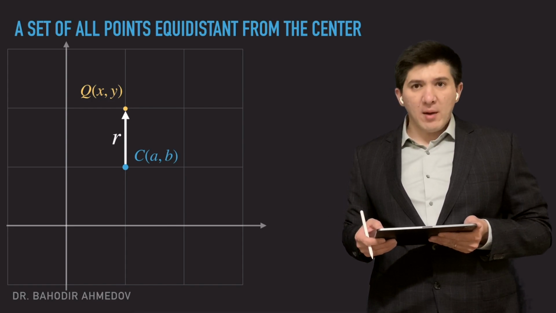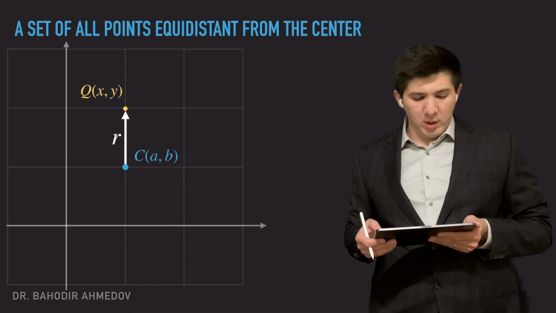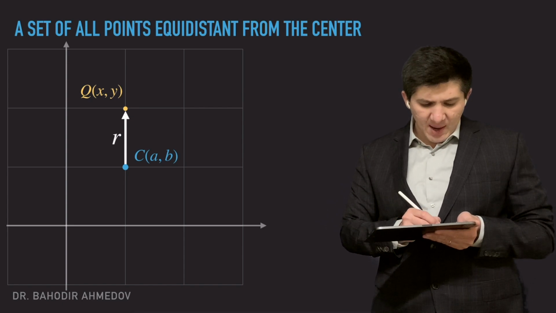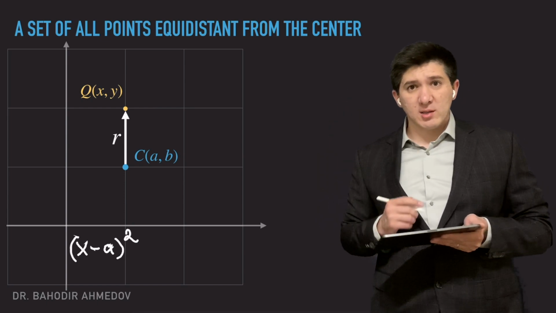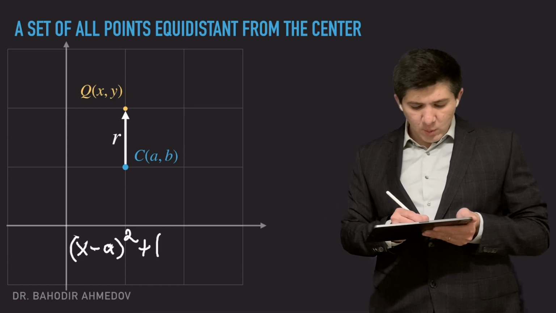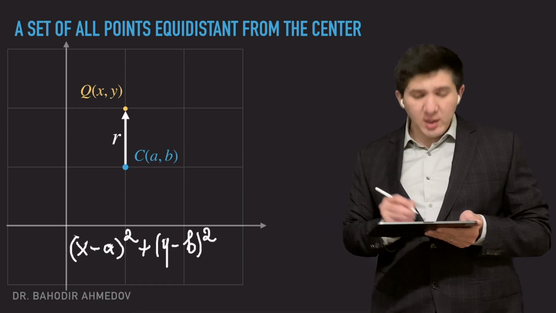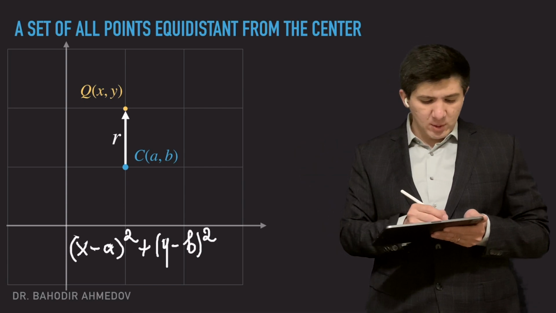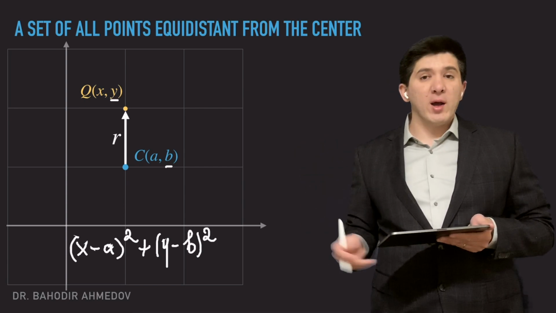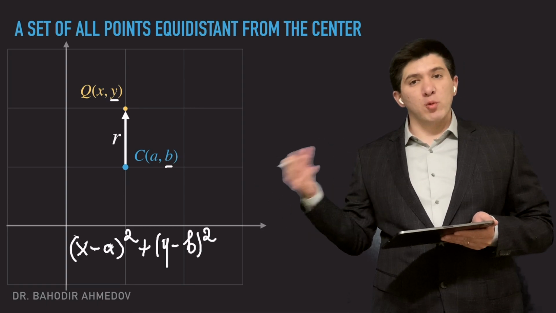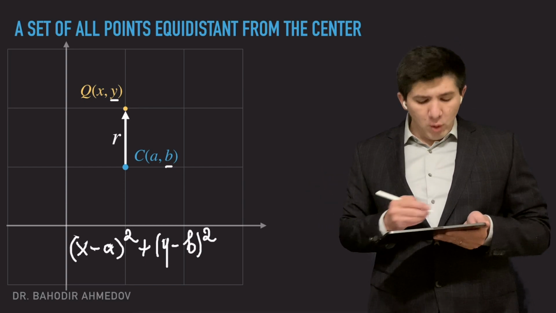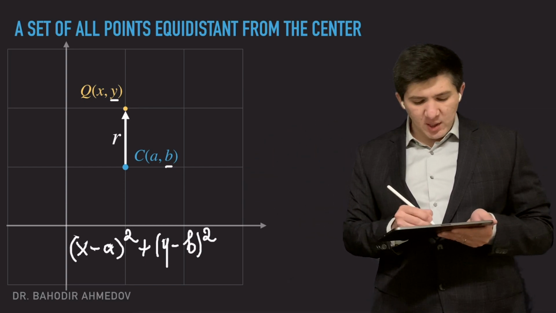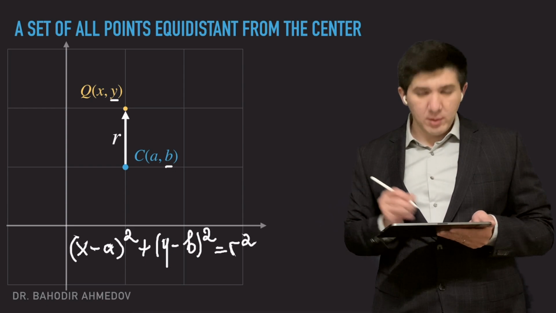If you remember how we find the distance between points, it was x minus a squared, the subtraction of the x coordinates of these points, plus y minus b squared, the subtraction of the y coordinates. The y coordinate of this point is y, and of this point is b, so I need to subtract them and square them, right? Take the square root, and this is going to be equal to the distance, which is the radius. Or if I square both sides, it would be simply radius squared, okay?